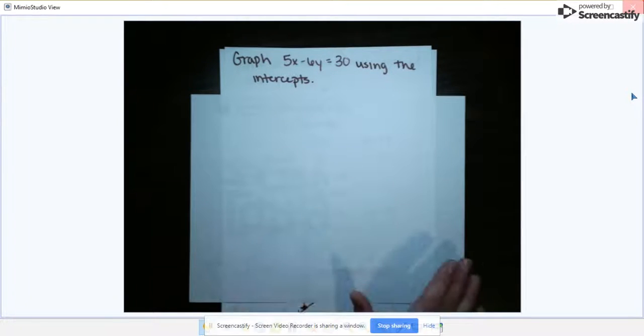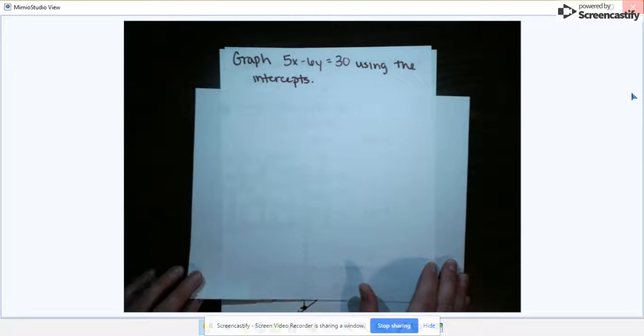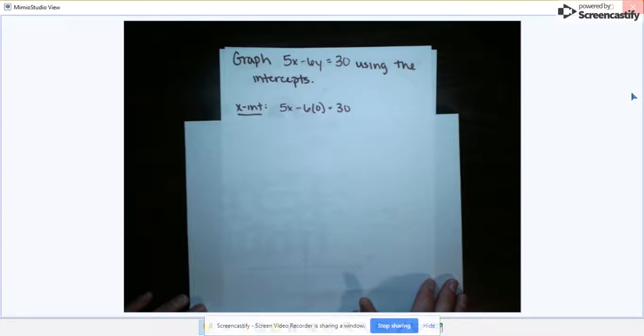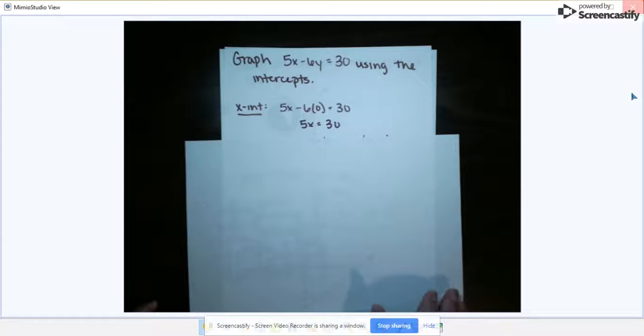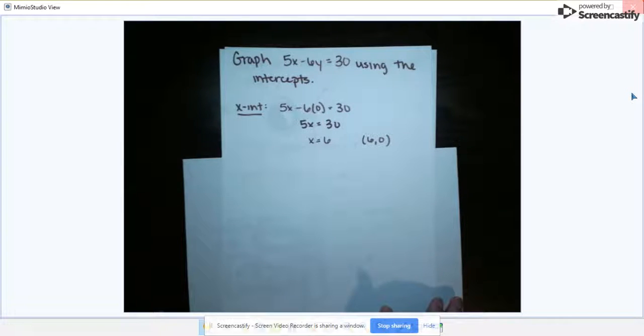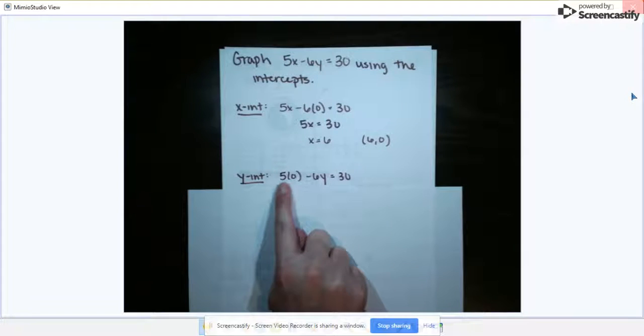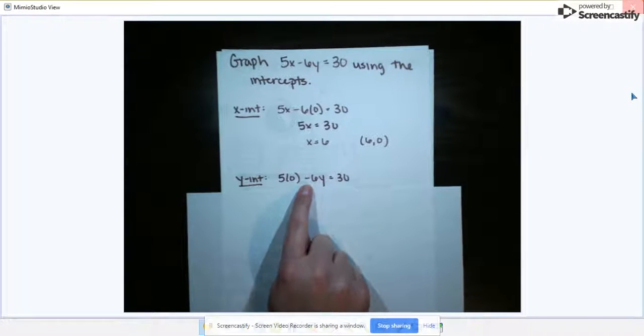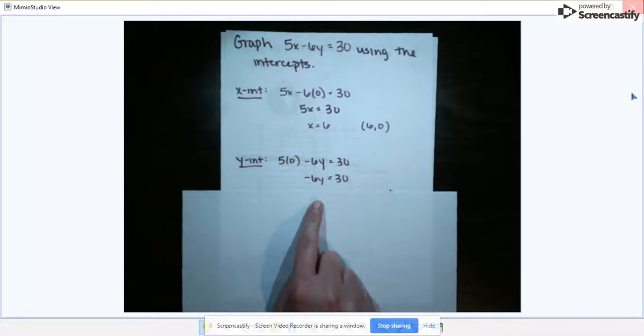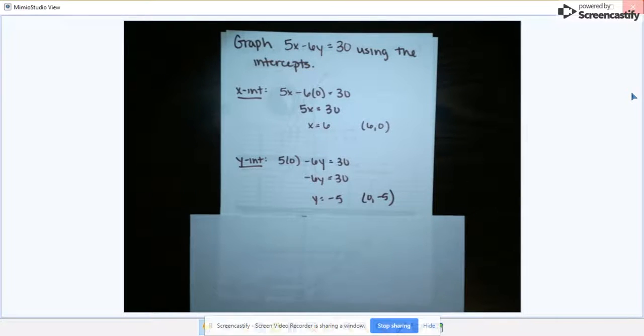So we have the equation 5x minus 6y equaling 30. It says let's graph using our intercepts. So first of all, let's find our intercepts. X-intercept, we plug 0 in for y, so we get 5x equals 30. When we divide by 5, we get x equals 6, so our coordinate point is 6, 0. Y-intercept, we're plugging in 0 for x. Notice here, though, that cancels off to be 0, but we're going to be left with a negative 6y, which means our y-intercept is negative 5.